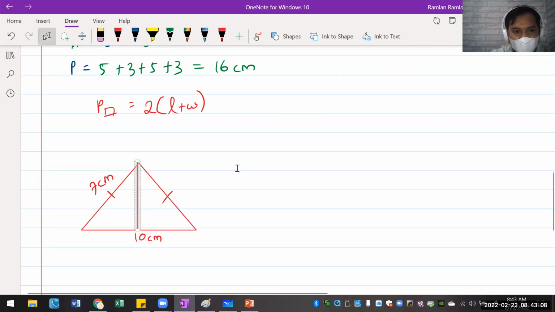Itu nggak bisa ngepas gitu. Ya sudahlah, saya hapus aja yang ini ya. Okay, I'm gonna drag a straight line in here. Okay, for example, like this.